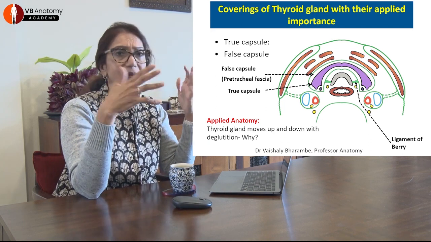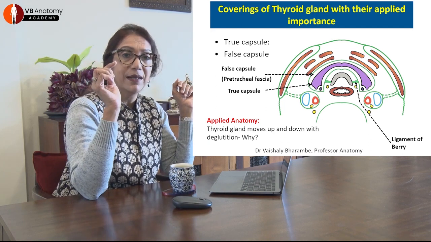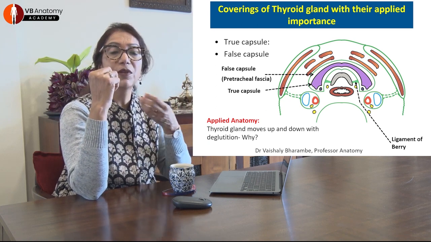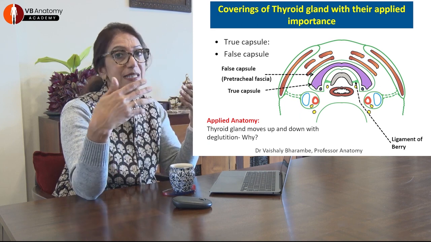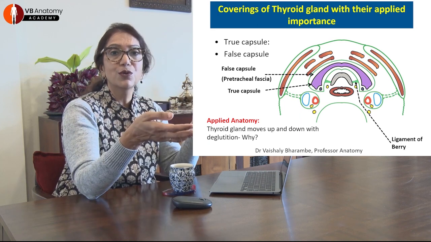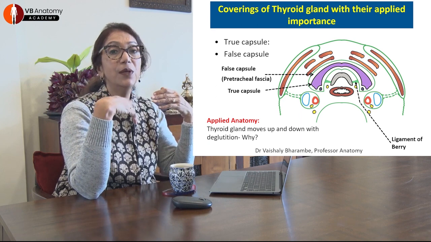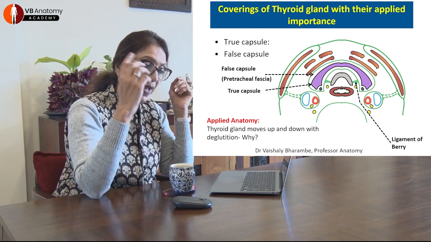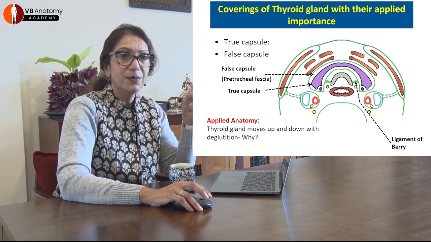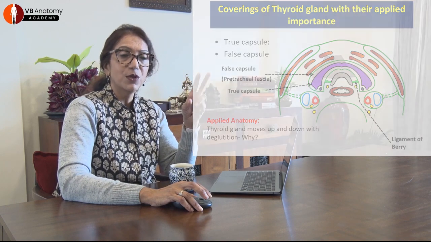So why does it matter, madam? It matters because you have a patient coming with a thyroid swelling. You want to confirm whether this is thyroid or something else. Ask the patient to swallow. If it moves up and down, yes, it's likely to be the thyroid gland. Got it? Fine. So what did we learn? True capsule, false capsule. The false capsule thickens to form the ligament of Berry.